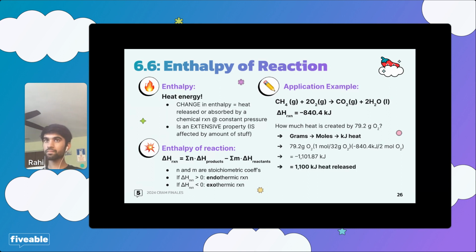Okay. Just to round for sig figs, this isn't rounding for sig figs, I lied, but I guess it's rounding off. For that, it's about 1,100 kilojoules of heat released.